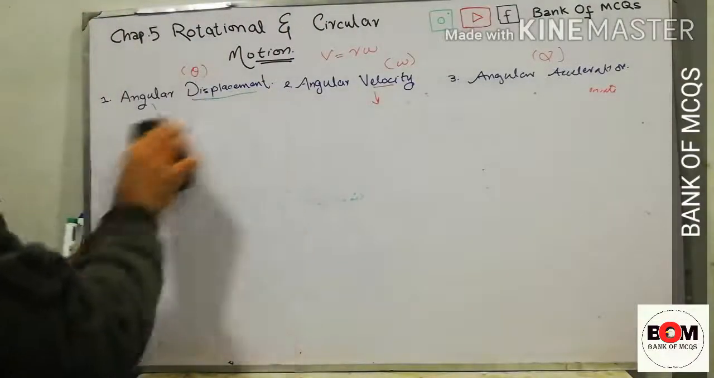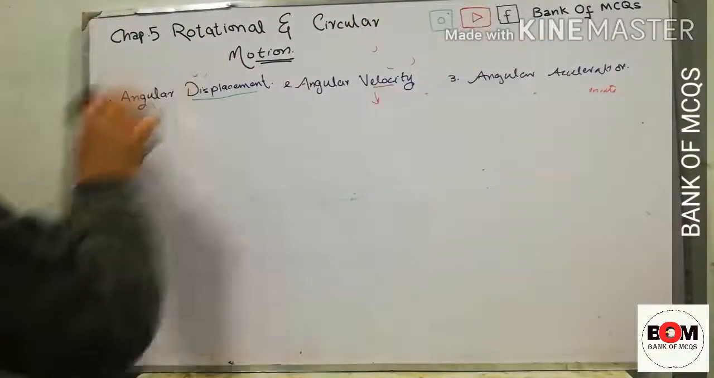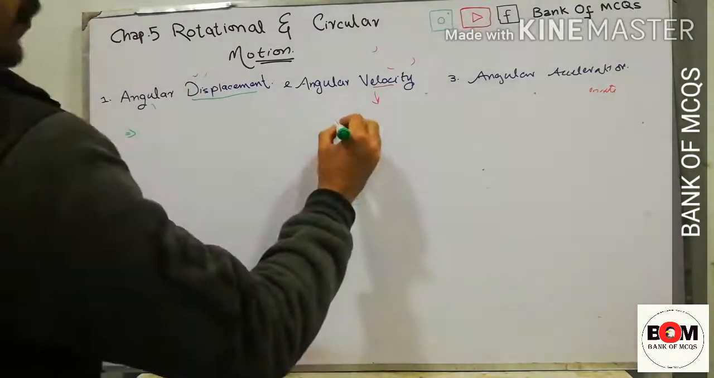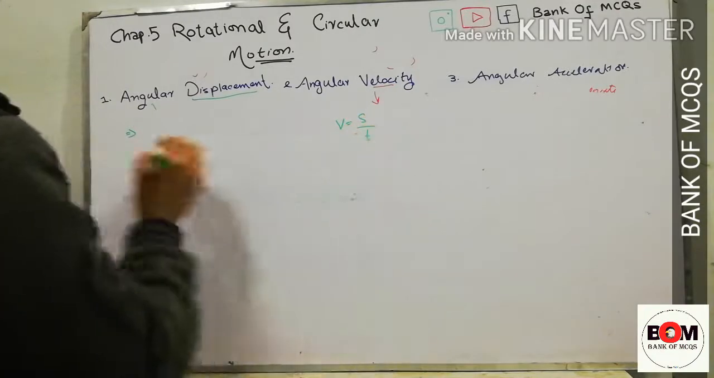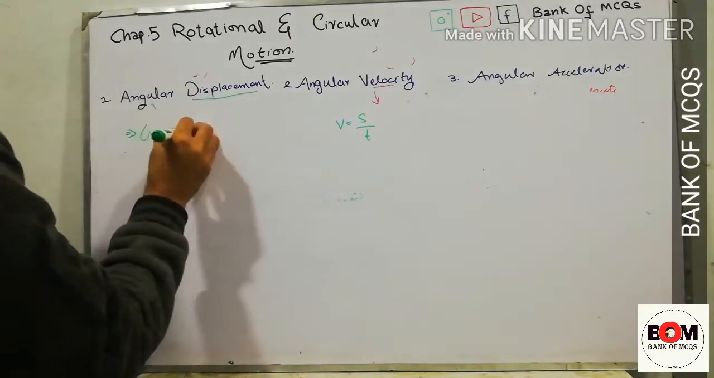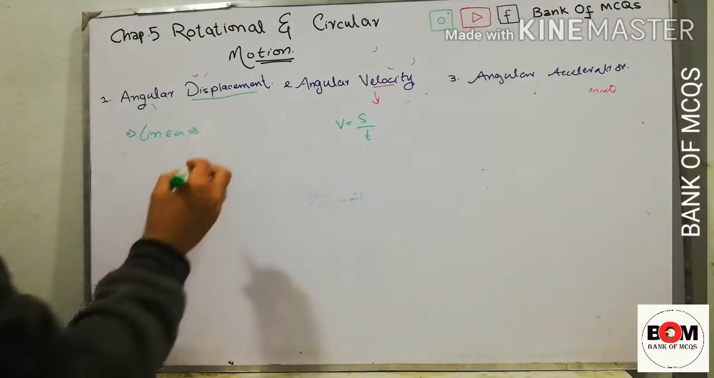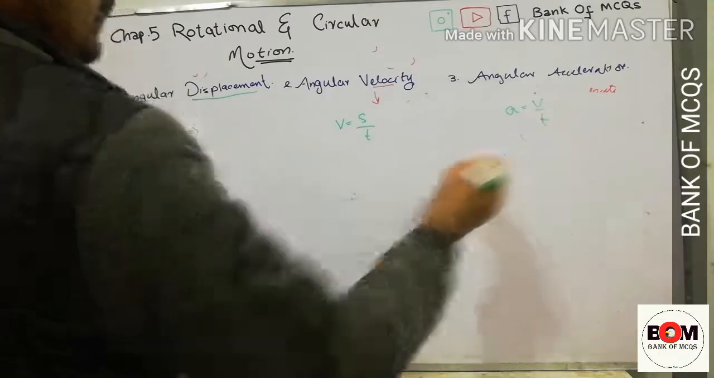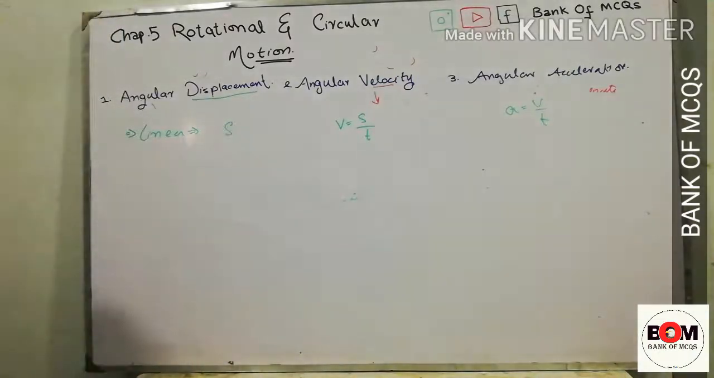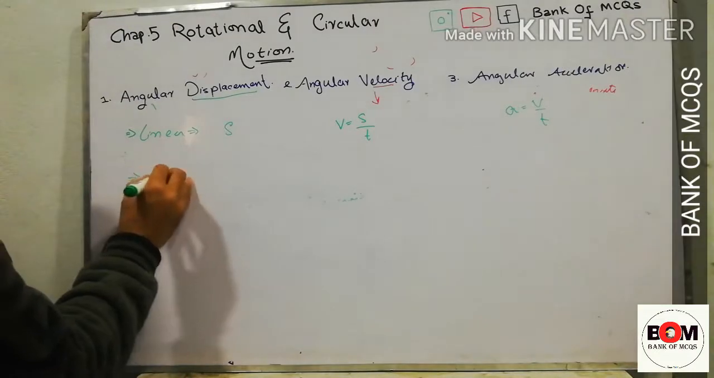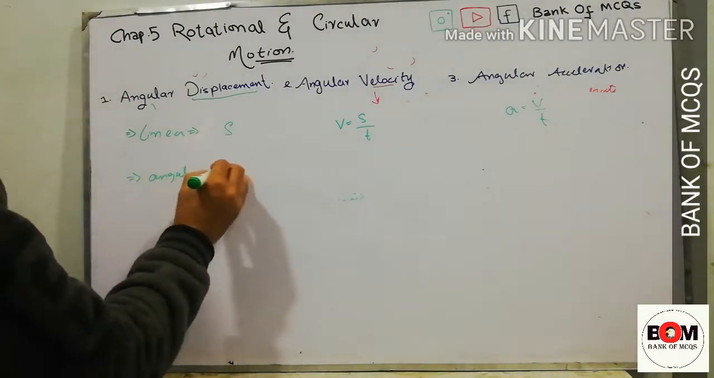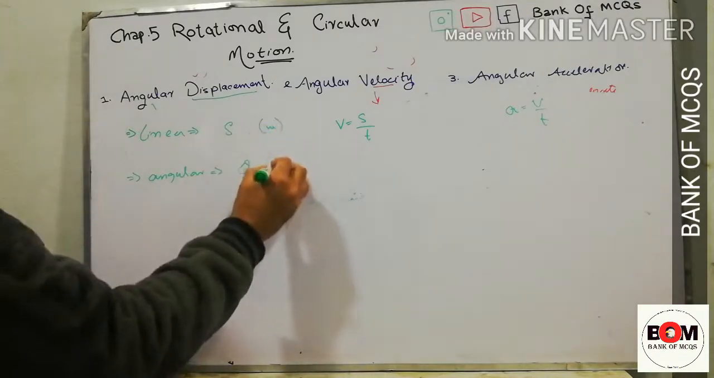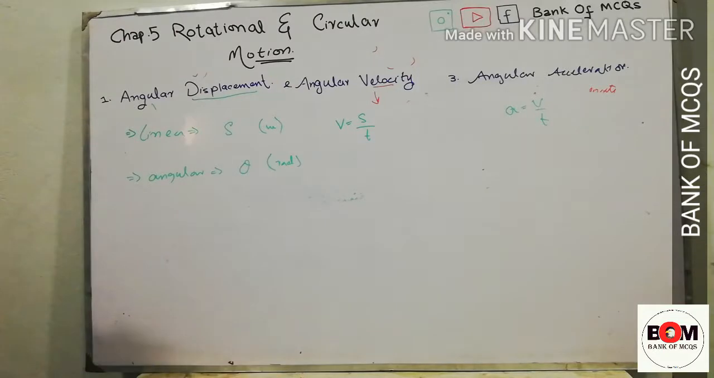So the points to remember in this whole topic are simple. I will write them again for you. Remember that v is equal to s divided by t in the linear case, and a is equal to v divided by t, and displacement is equal to s. And in the angular case, this is theta. Its unit is meter, and here it is radian.